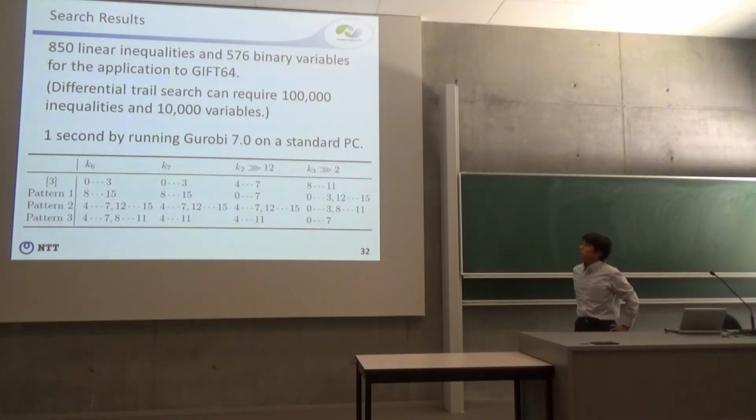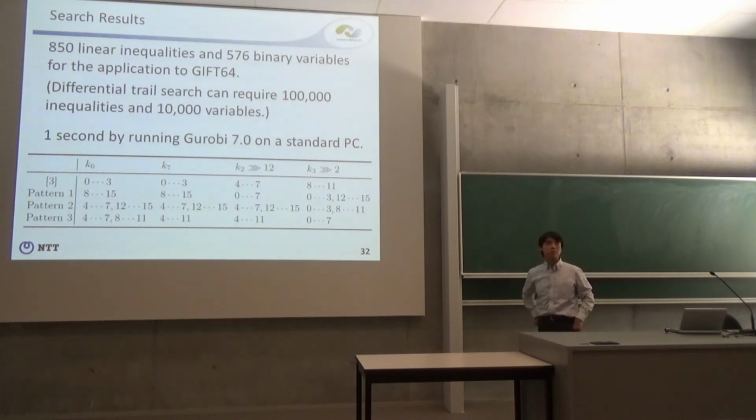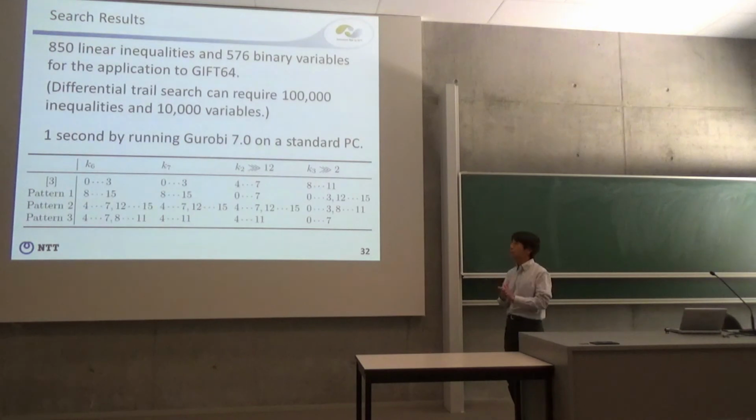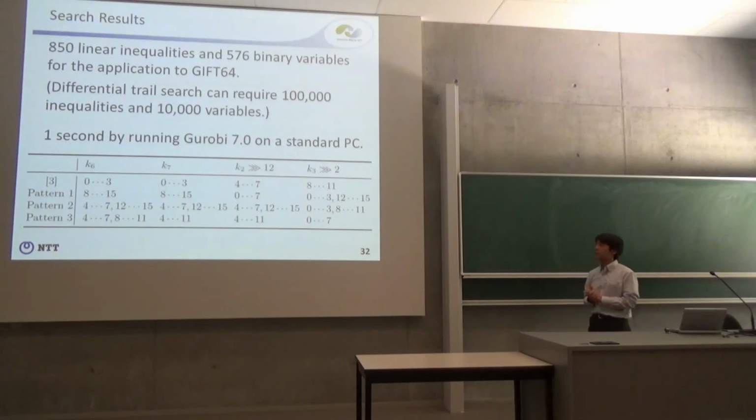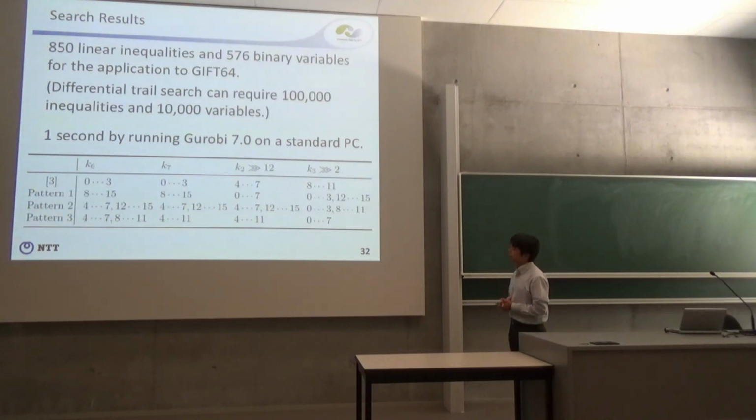This slide shows the results. The system contains 850 linear inequalities and 576 binary variables for the application to the GIFT 15 round attack. Actually, this is quite small. If you want to find some optimal differential trail in some cipher, then the system usually requires 100,000 inequalities or 10,000 variables. Compared to those big systems, the application to GIFT-64 is really small. I ran the Gurobi solver on a standard PC, and just 1 second is enough to finish. But the result is good.